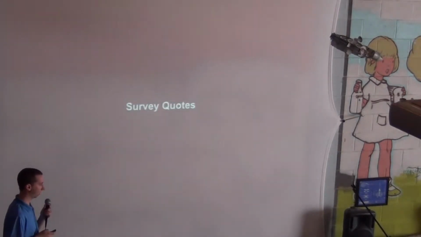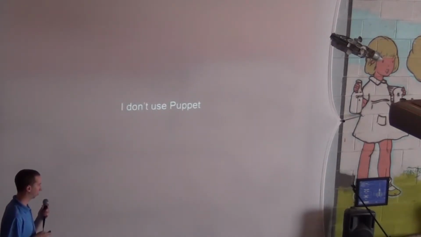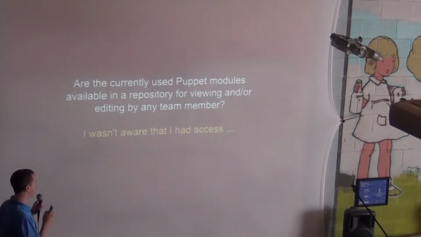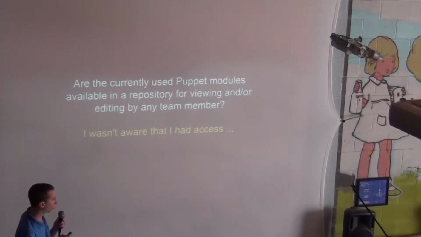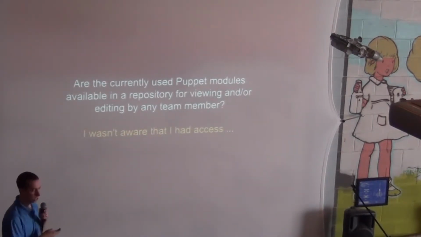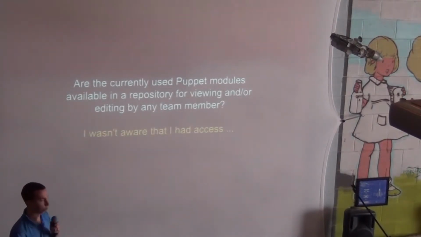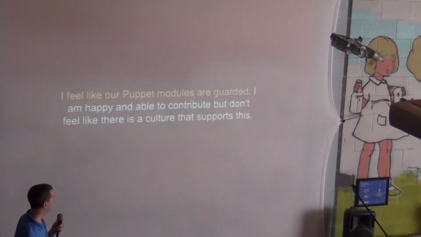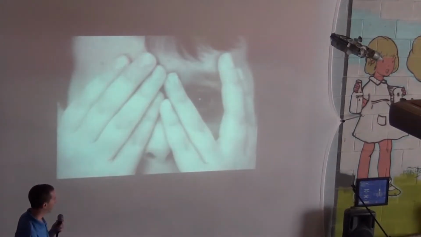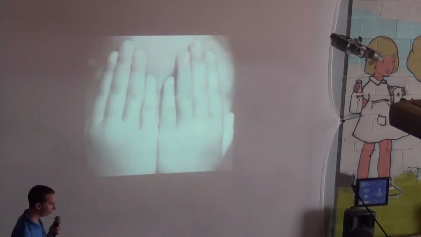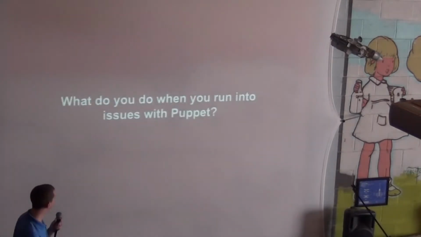So some survey quotes after this question, where I don't use Puppet. And then this one, which leans toward one thing that I'll get into later: people didn't realize that they had access to contribute to Puppet modules. They felt like the Puppet modules were guarded, mainly because it was something that they were afraid of, right? And so most developers looked like this. They could see it, but they didn't want to touch it. And then really they didn't want to see it at all.